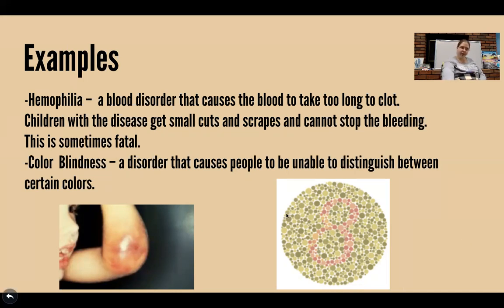The picture on the bottom left is showing a child with hemophilia who got a bruise. Now, a bruise is simply when you fall and hit your arm or some other part of your body, and it doesn't break the skin, but it still breaks the blood vessel. So what you have is blood pooling underneath the skin. That's what a bruise is.